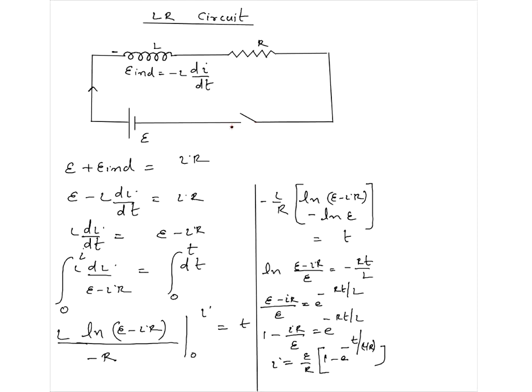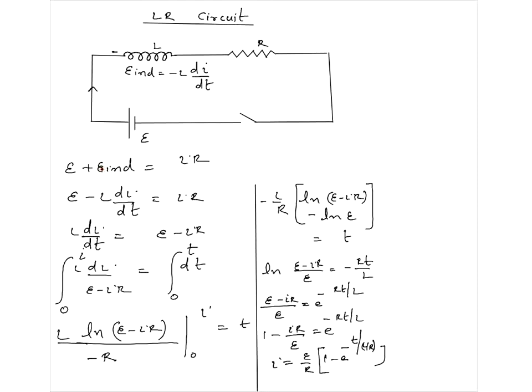This has been closed at t equal to 0. Applying the loop law, these are the two batteries in series. So E plus minus L di by dt, E plus E induced is equal to IR. You can check this application of Kirchhoff's law.